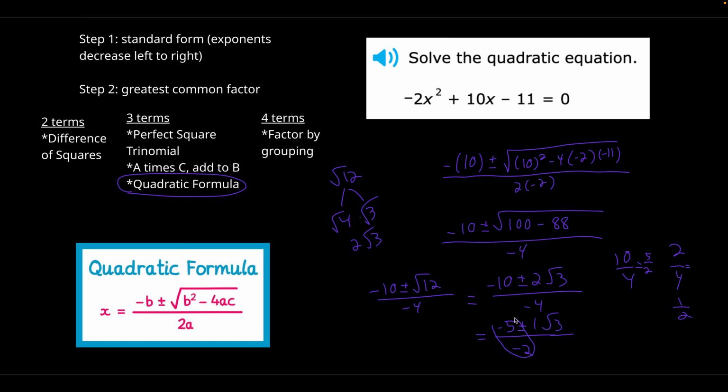Notice, here's your 5 over 2, that's the first fraction. Here's your 1 over 2, that's the second fraction. And so this is your final answer. Normally we don't write the 1 in front of radicals, so it might look like this. You could put the 1. Either way, the answer is correct.